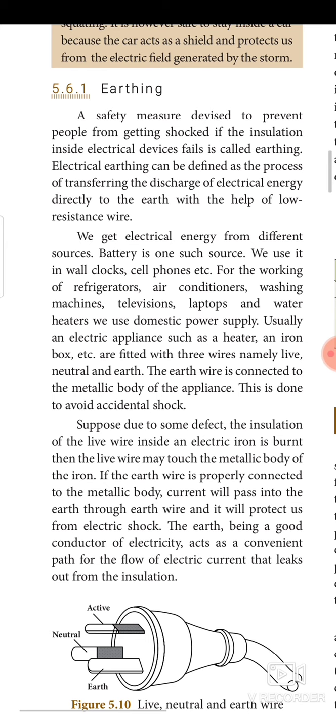Suppose due to some defect, the insulation of the live wire inside an electric iron is burnt. Then the live wire may touch the metallic body of the iron. If the earth wire is properly connected to the metallic body, current will pass into the earth through the earth wire and it will protect us from the electric shock. This is why earthing is given in many appliances. The earth, being a good conductor of electricity, acts as a convenient path for the flow of electric current that leaks out from the insulation.